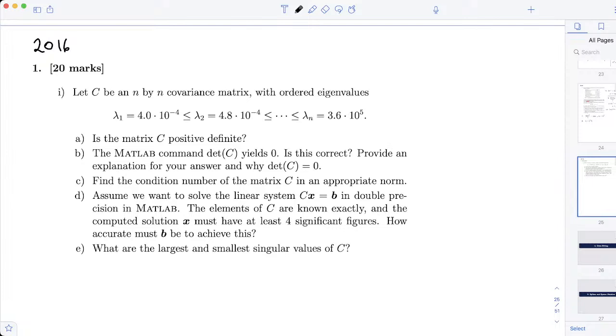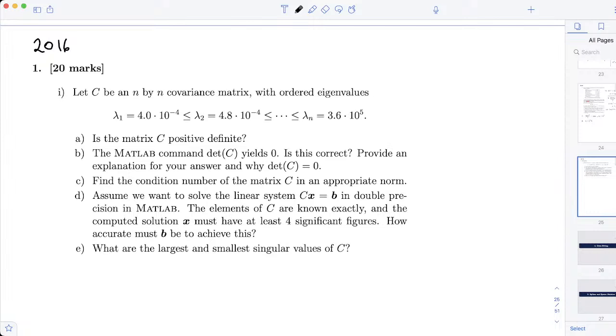Now, it's not enough to have a covariance matrix and then say that it's positive definite, right? Because covariance matrices are only positive semi-definite, so they're not necessarily strictly positive definite. But if we remember the definition of positive definite, that's all positive eigenvalues. We can see from this over here that our smallest eigenvalue is positive. So all our eigenvalues are positive, and C is positive definite.